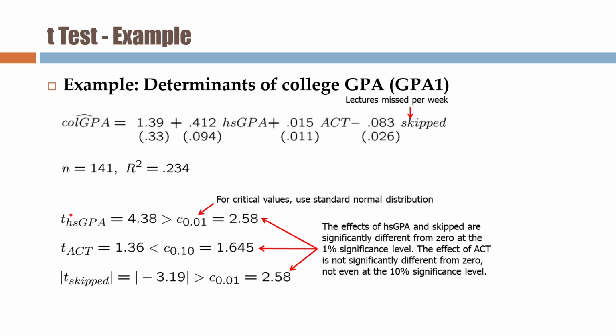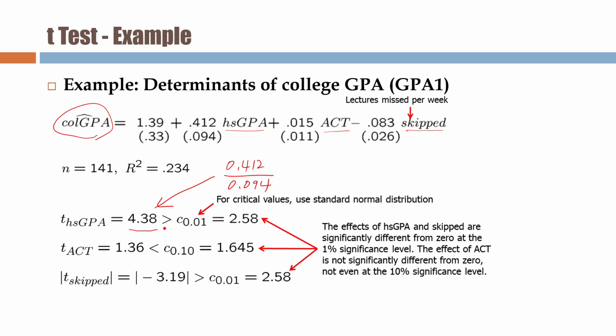Okay, this is the college GPA data, and we do the regression and find out which one we're going to look at. So we can calculate all the t values: high school GPA, ACT score, and lectures missed per week, how many lectures the student missed per week, and we can estimate the college GPA. We can calculate the t again. It's all the same. So 4.38 will be 0.412 divided by 0.094.